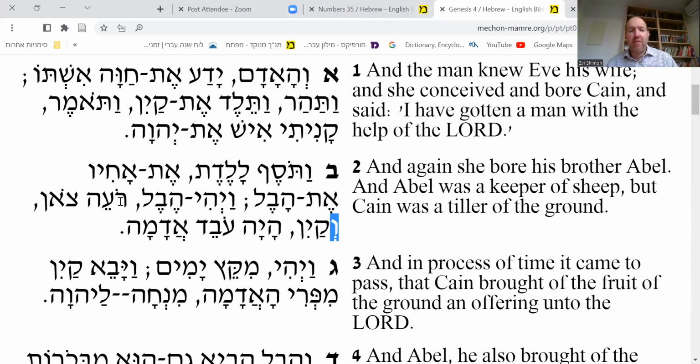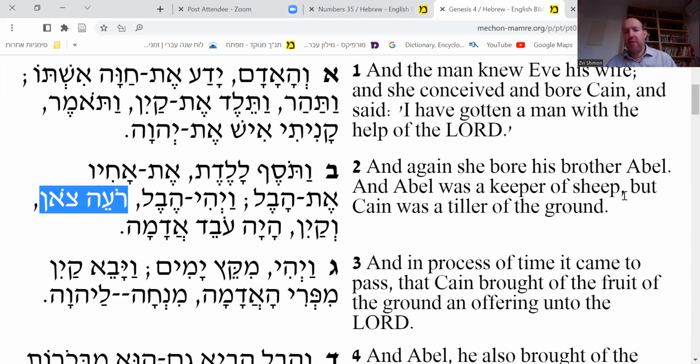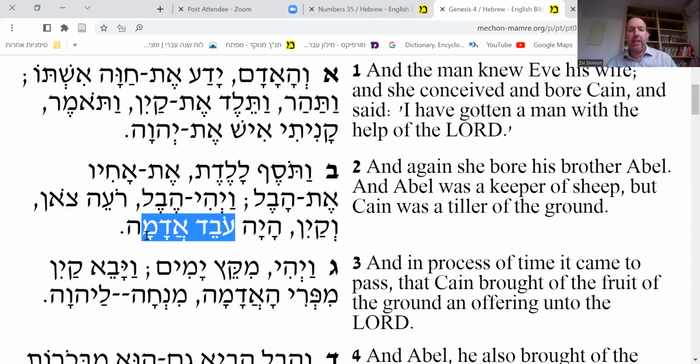Note that in the Hebrew we have actually quite a symmetrical linguistic parallel here of a verb and a noun. Ro'eh tzon, which was translated a keeper of sheep, and oved adama, a tiller of the ground, a verb and a noun. So we have two professions, occupations, in which the name is formed of a verb and a noun, keeper of sheep, tiller of ground, right? So there seems to be a symmetry here in the description of professions. But nonetheless, of course, there's tension between them because of the contrast between these two occupations.